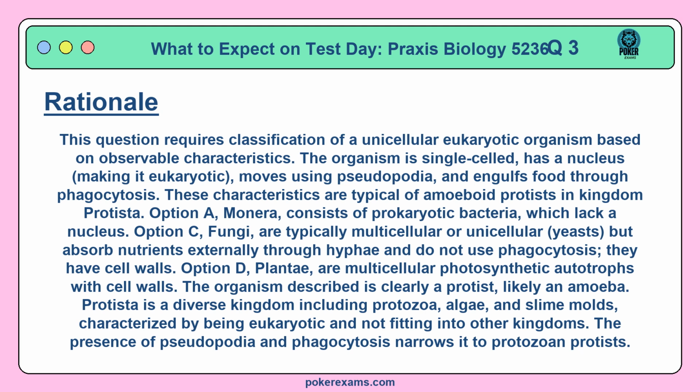Option A, Monera, consists of prokaryotic bacteria, which lack a nucleus. Option C, fungi, are typically multicellular or unicellular yeasts, but absorb nutrients externally through hyphae and do not use phagocytosis. They have cell walls. Option D, Plantae, are multicellular photosynthetic autotrophs with cell walls. The organism described is clearly a protist, likely an amoeba. Protista is a diverse kingdom including protozoa, algae, and slime molds, characterized by being eukaryotic and not fitting into other kingdoms. The presence of pseudopodia and phagocytosis narrows it to protozoan protists.